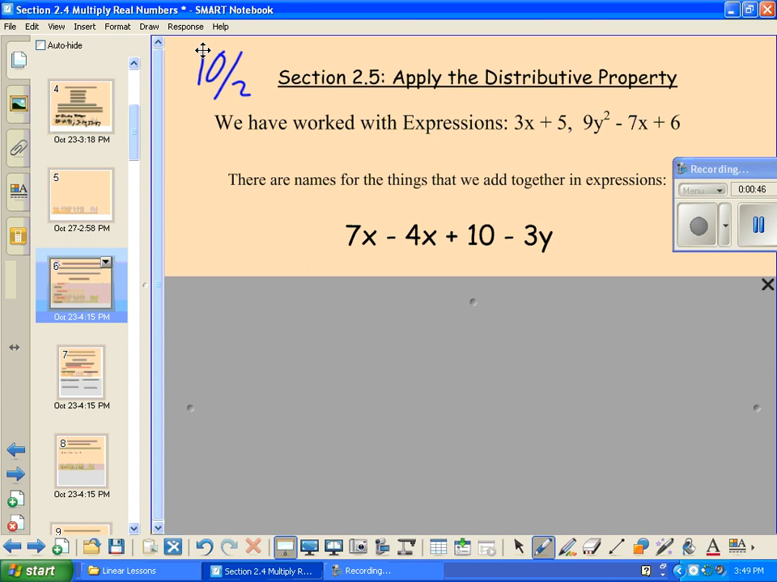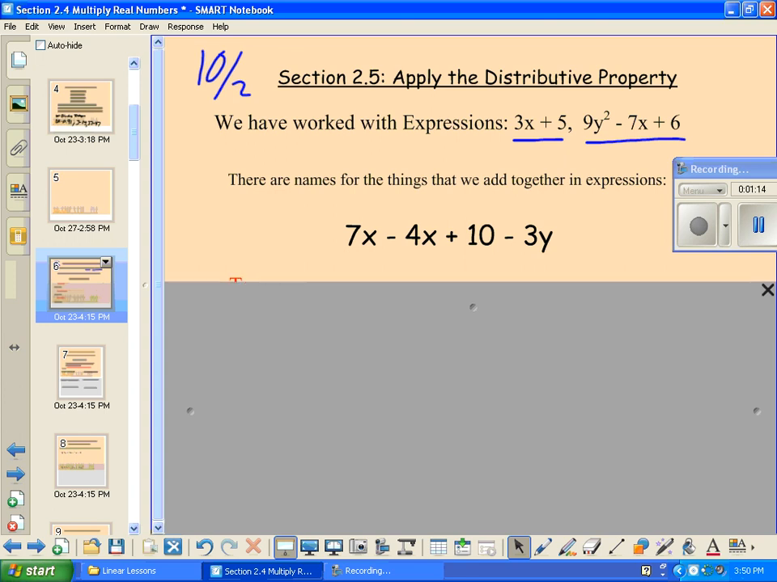At the top here you can see we've worked with expressions, so we know expressions like 3x plus 5 or 9y squared minus 7x plus 6. Again, remember, an expression won't have an equal sign. It's something we can't solve. We can evaluate or simplify it, but we can't solve. We can't actually find out what those variables are unless they tell us. An expression we can evaluate or simplify a little bit, and that's what we'll do today.